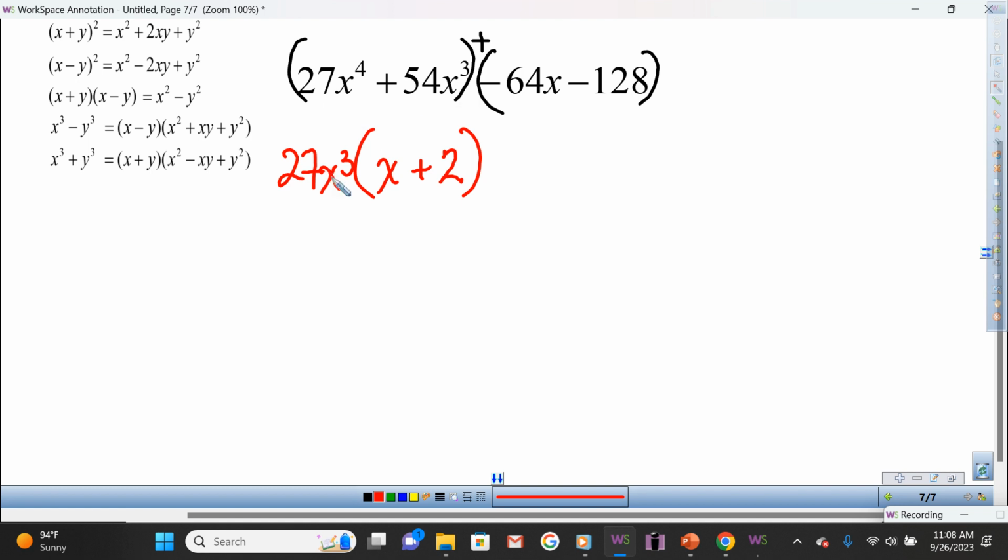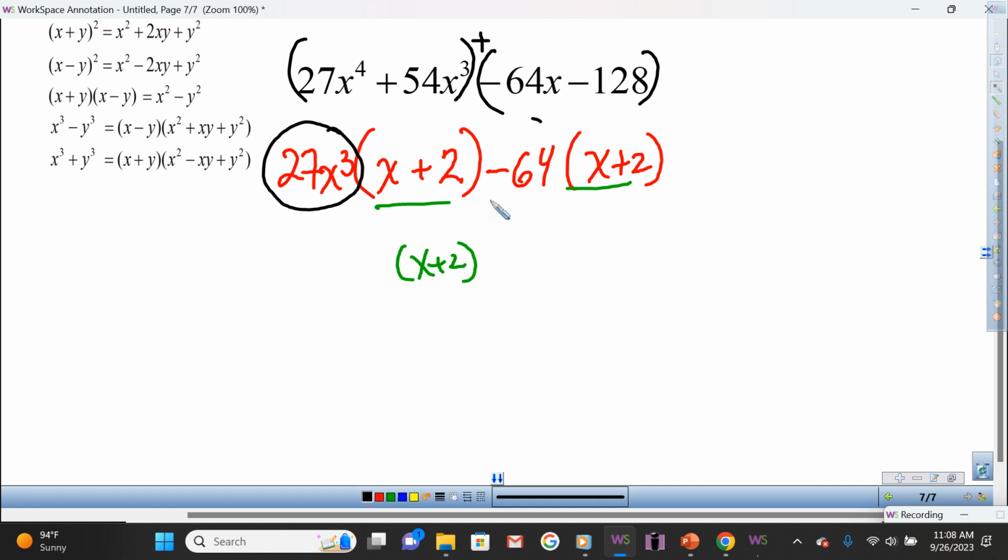Okay. Next, what divides negative 64 and negative 128? Negative 64, and that leaves us with x plus 2. So far so good, yes? Yes, Mr. Q. All right, good. What's the same here and here? X plus 2. What's left over? That with that: 27x cubed minus 64.